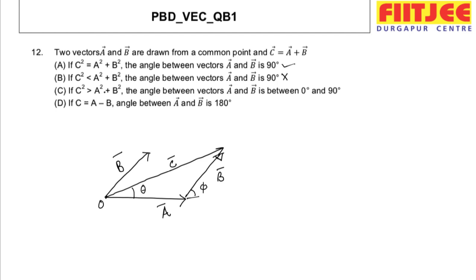C square greater than A square plus B square, the angle between the vector is in between 0 to 90 degree. Yes, that is correct option, because if the angle is less than 90 degree, as you can see that this C vector, the magnitude is greater than mod of A square plus B square, right? So that is a correct option.